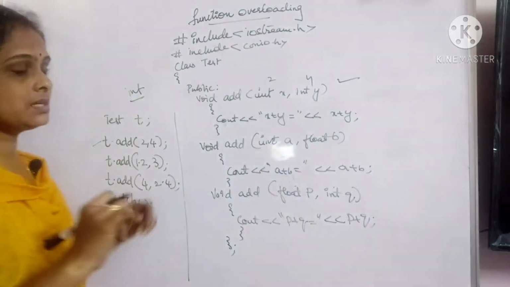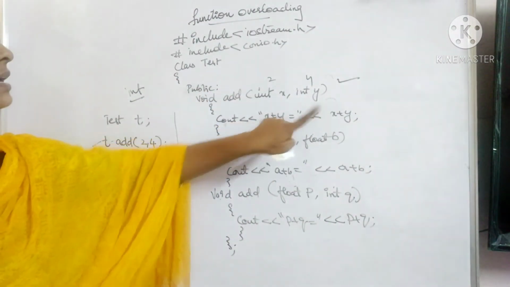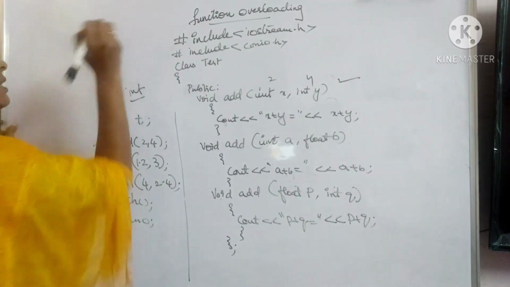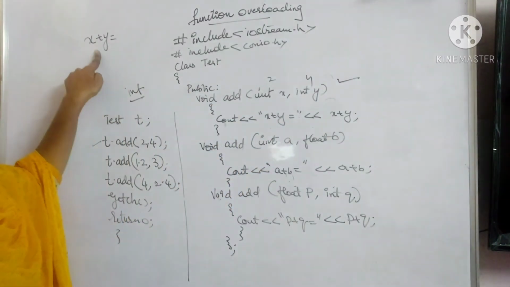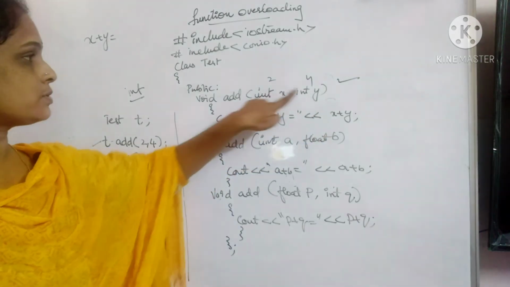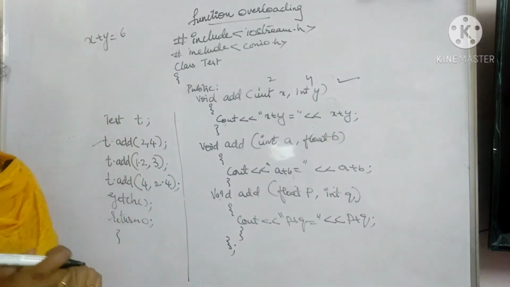So this matches here. So the first output line will be x plus y is equal to, with an inverted comma, I wrote x plus y is equal to, the same will be my output line, followed by the x plus y calculated value. So 2 plus 4 is 6. This will be my first output line, right?